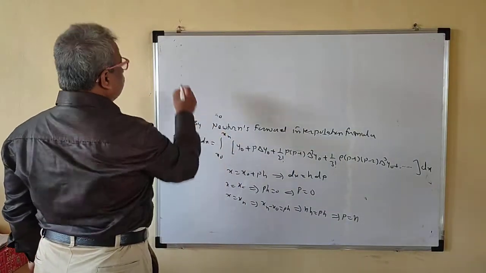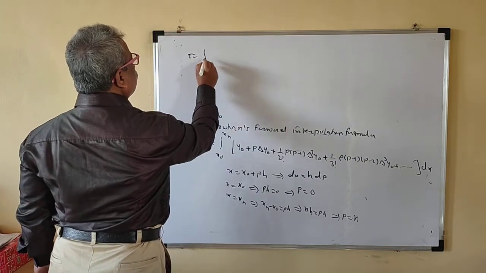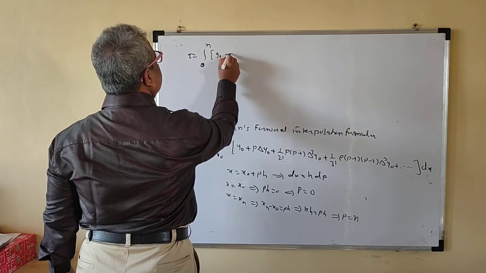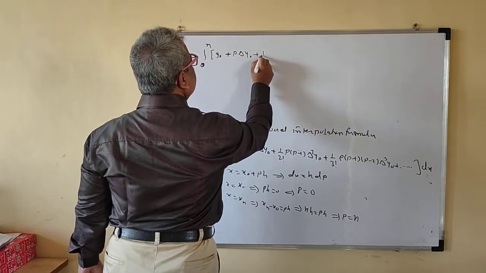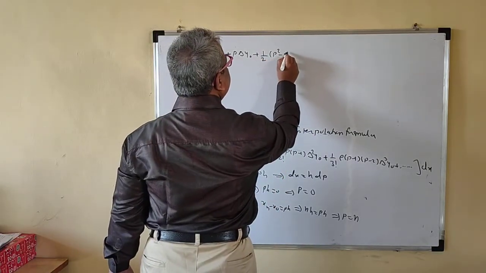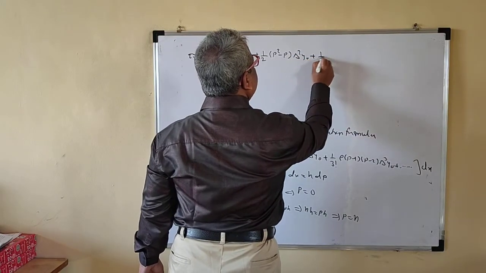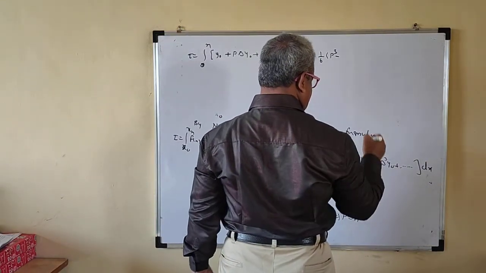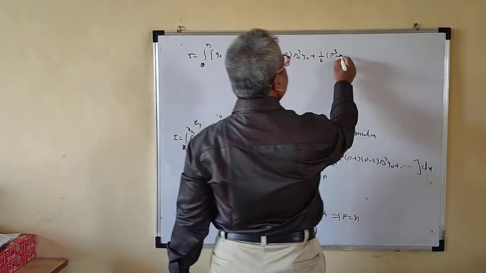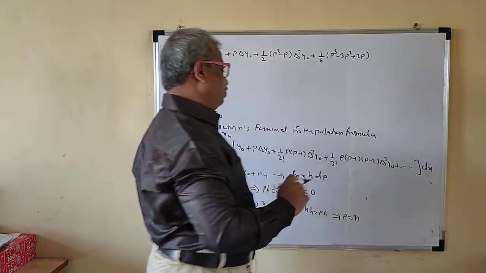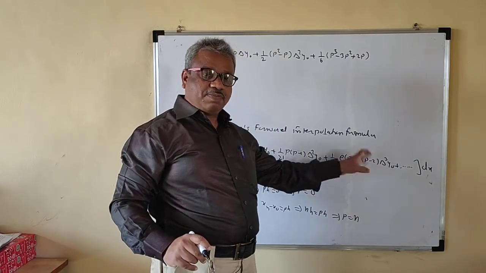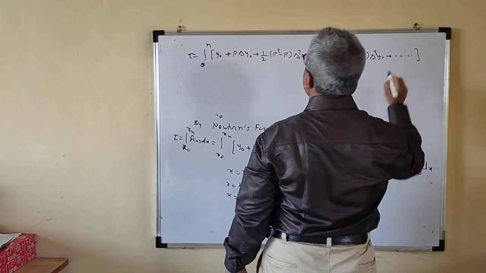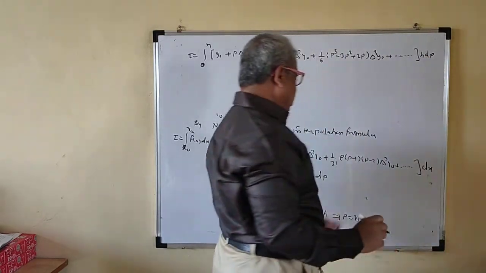Therefore I is equal to the integral from 0 to n of y naught plus p del y naught plus 1 upon 2 factorial (p square minus p) del square y naught plus 1 upon 6 (p cube minus 3p square plus 2p) del cube y naught plus dot dot dot, with h dp. The product of p minus 1 and p minus 2 gives p square minus 3p plus 2, multiplied by p, and your dx is h dp.